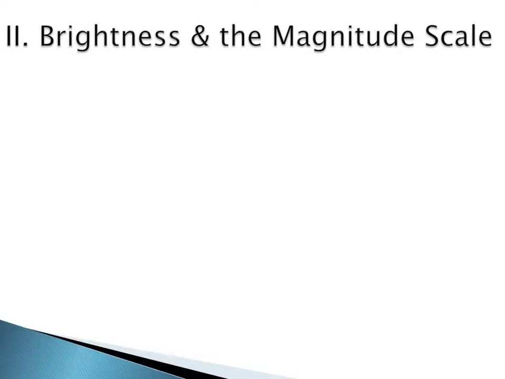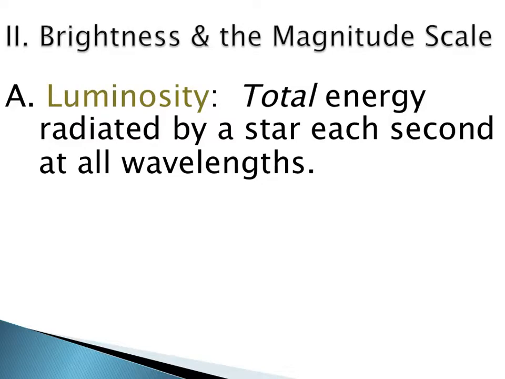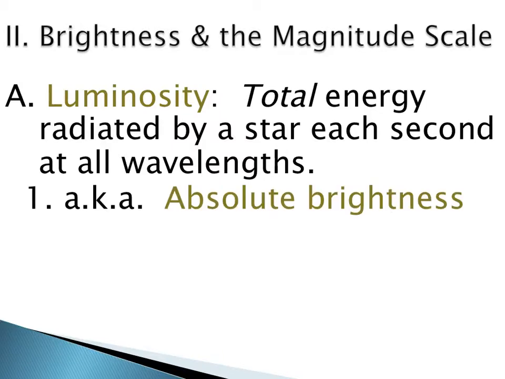Okay, section 2, brightness and the magnitude scale. There are going to be two types of brightness that we deal with when we talk about stars and other celestial objects. The first type has two names, luminosity or absolute brightness. They mean the same thing, they're interchangeable. The total energy a star puts out.